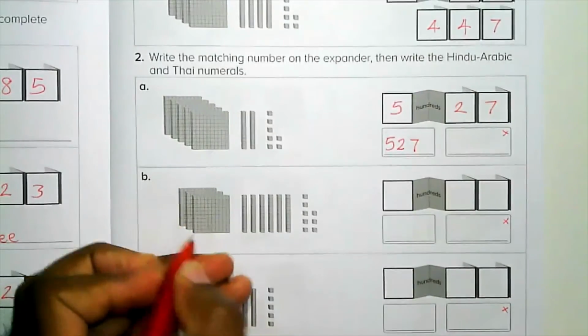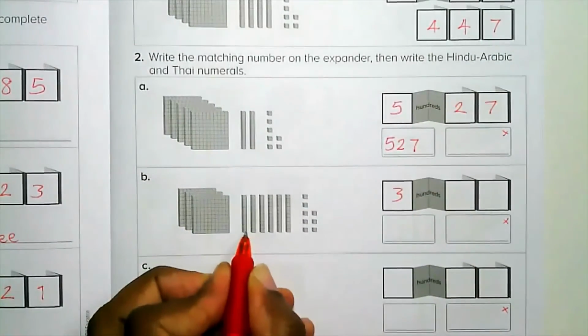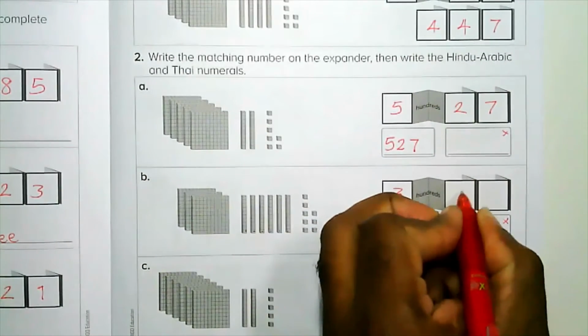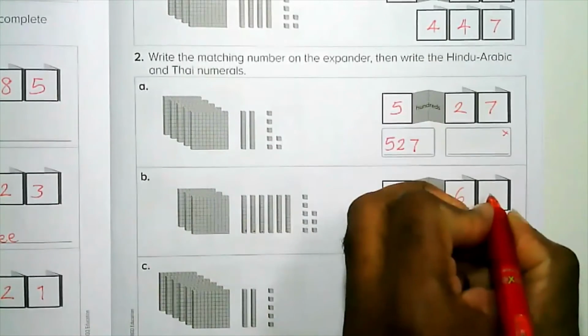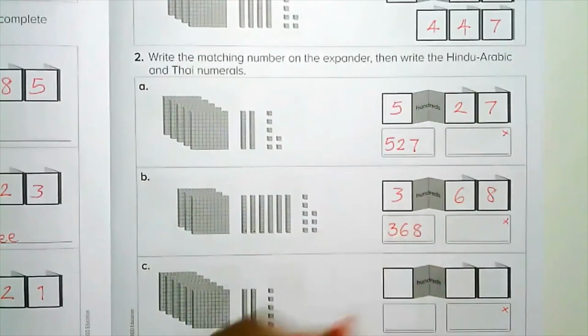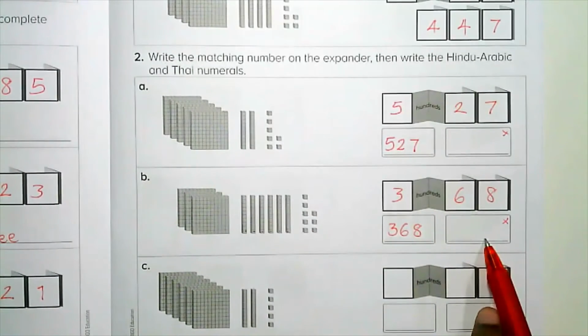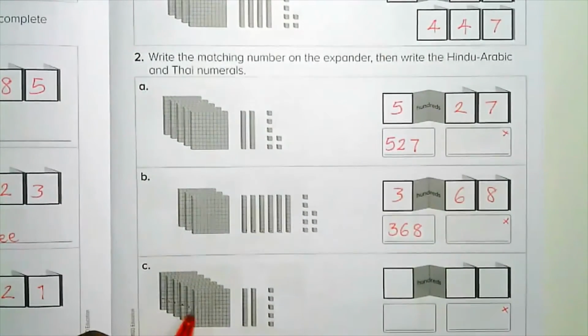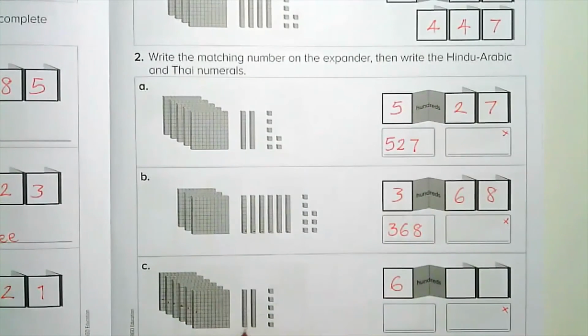Part B, we have 300s. 1, 2, 3, 4, 5, 6. 6 tens and 8 ones. So we have 368. The Thai numerals go here. 1, 2, 3, 4, 5, 6. 600s, 2 tens, and 5 ones. So we have 625. And the Thai numeral goes here.